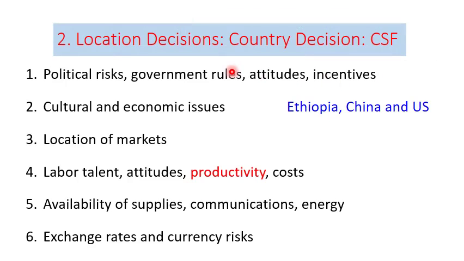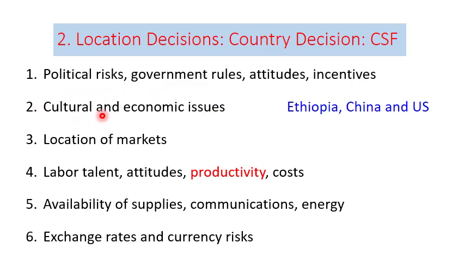When we decide those locations, we need to take critical success factors. We compare those locations based on the critical success factors. The critical success factors at country level, for example, are, the first one, political risk. If there is political risk or political uncertainty, we need to take care and give less weight or fewer points. Government rules, attitudes, and incentives provided by the government can also be another critical success factor in order to compare two or three countries. And the next is cultural and economic issues.